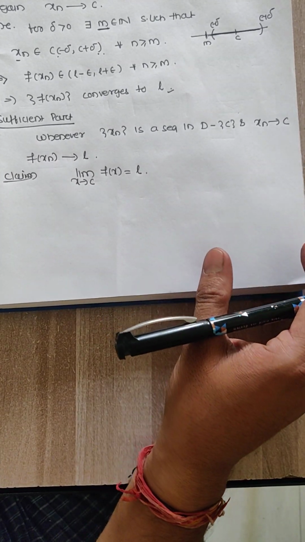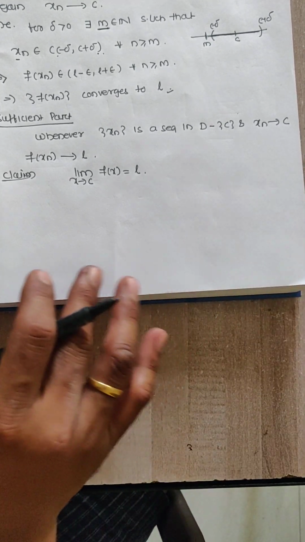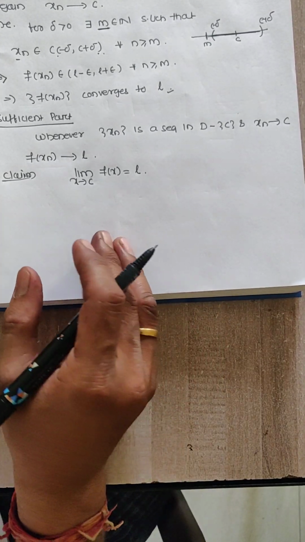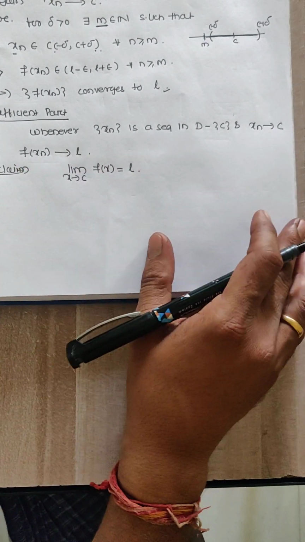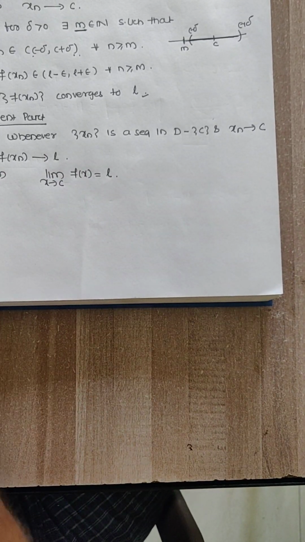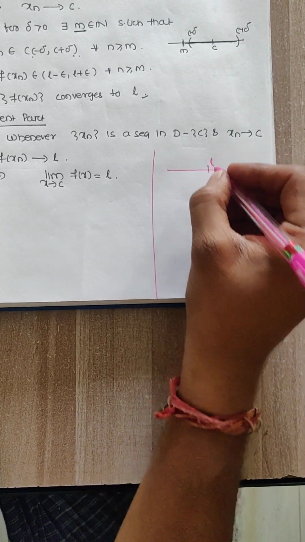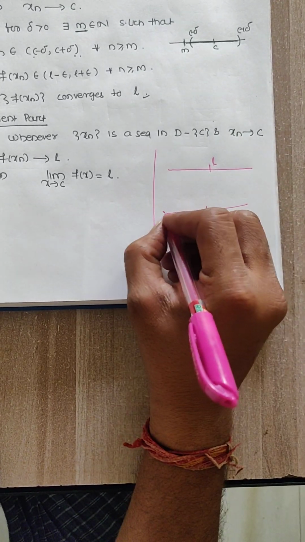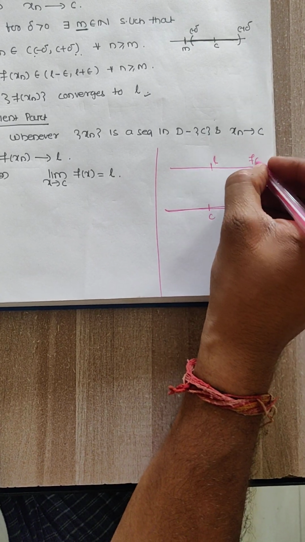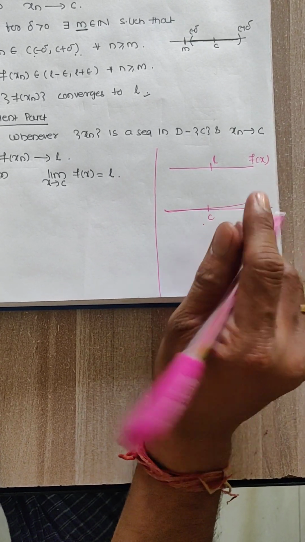As in the first lecture we have seen, what do we mean by non-existence of a limit. Non-existence of limit, again I am repeating, just one minute. Suppose we have the point C and say that the limit of f(x) as x tends to c does not exist.